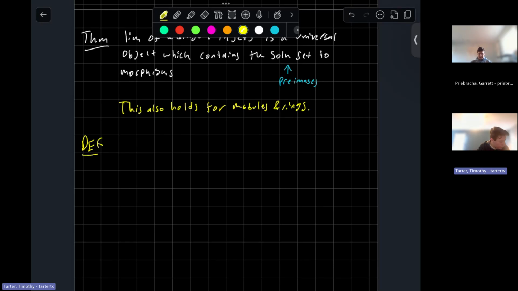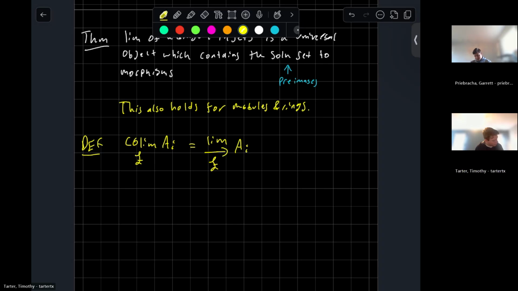So then as a definition, colim A_i over some indexing set is the arrow-reversed limit over A_i.